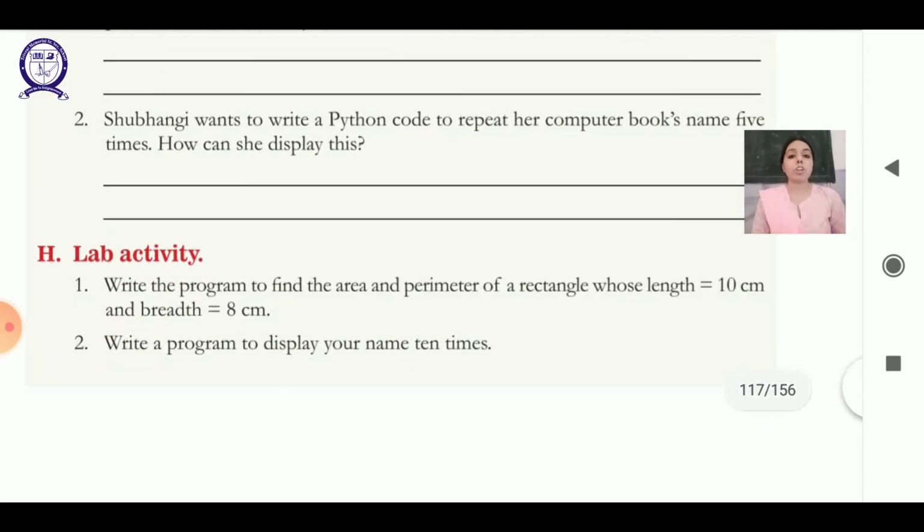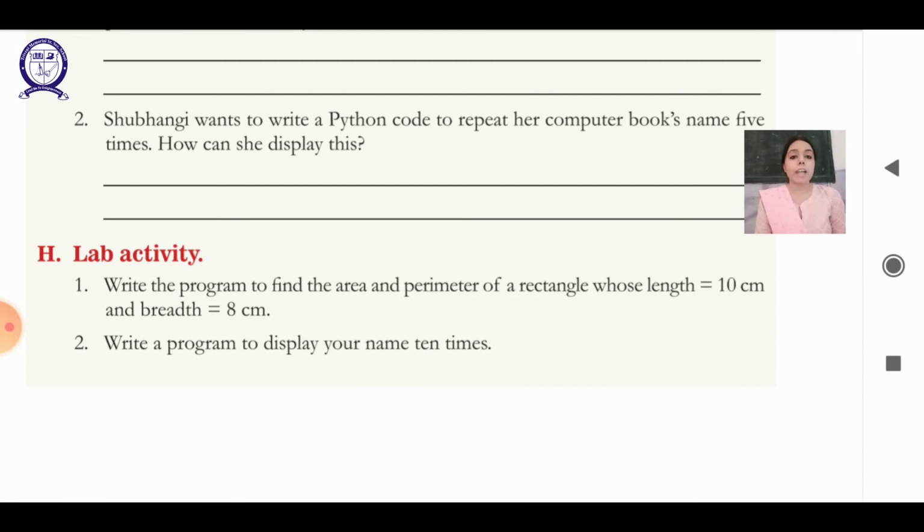Now in the lab what you have to do is you have to find the area and perimeter of a rectangle. This you can practice in Python. Length and breadth is given. So first enter the length and breadth in Python software, and then area is length multiply by breadth, and perimeter is 2 multiply length plus breadth. This way you can give the print statement to show the output.